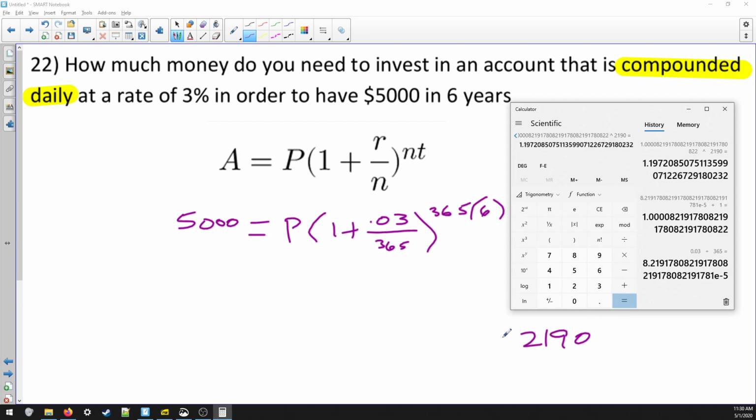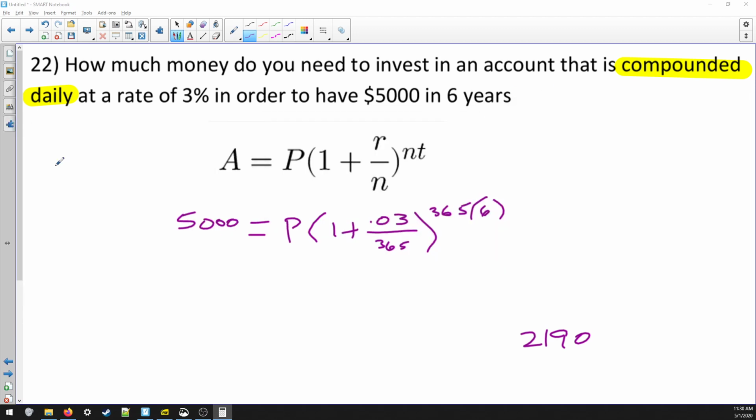So I get this really long number. Obviously, you don't need 20 digits, so I'm just going to write down some of them. Let me pull this over to my other screen so I can write and see it at the same time. All right, so I'm going to write this down now. This whole thing, after I simplified this and raised it to the 2190, is 1.1972. I'm going to keep 4 decimal places. That's what that came out to be, and it's times P equals 5,000.